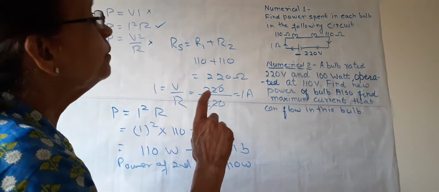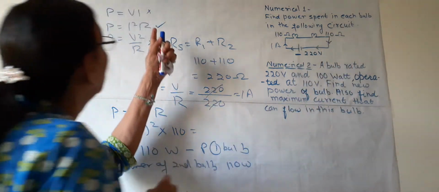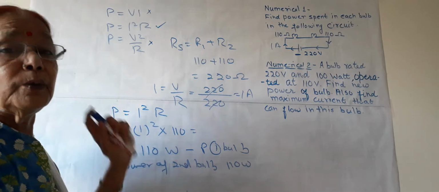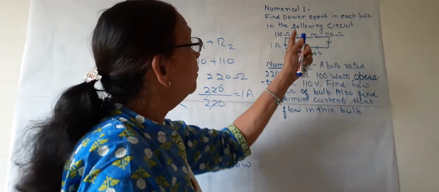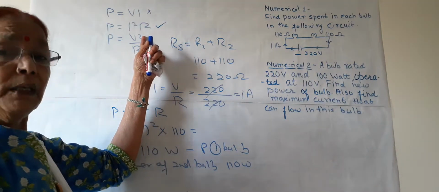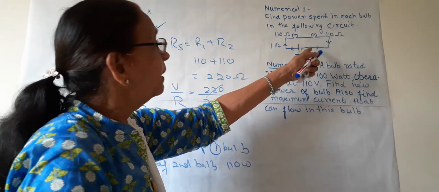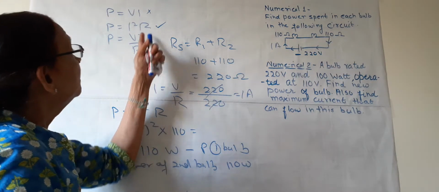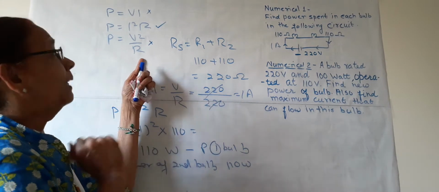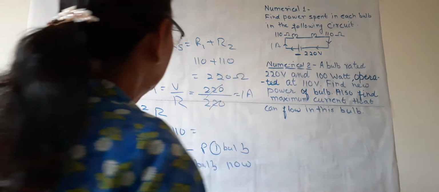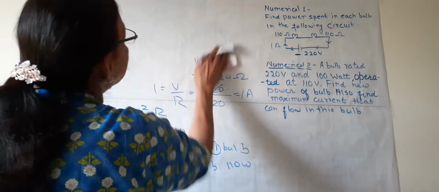We have to remember that in series I is same. So we use this formula if we know resistance. But if these are in parallel, then what should we do? In parallel, V is common. The same V across both will be there if they are in parallel. Then if we know R, we use the formula V square upon R in a parallel combination. So this is how the first one is calculated. Now about the second one.